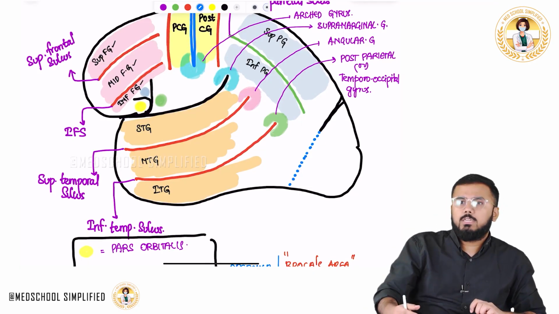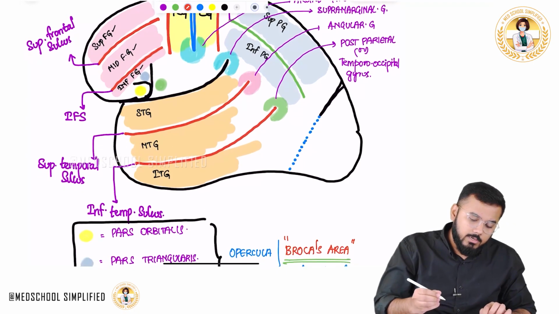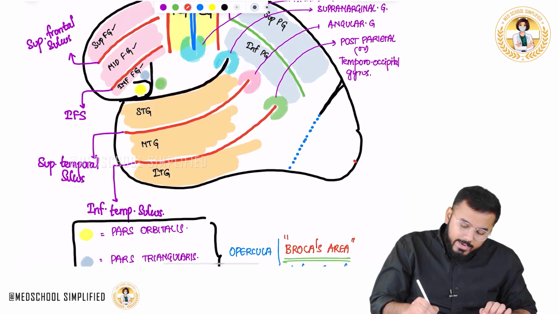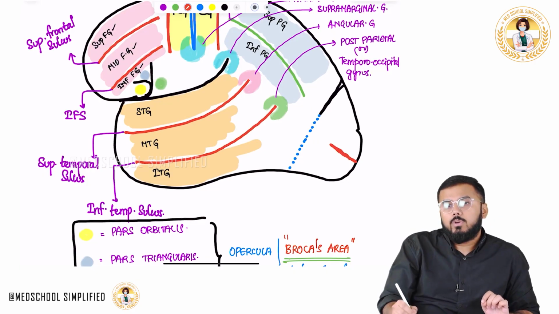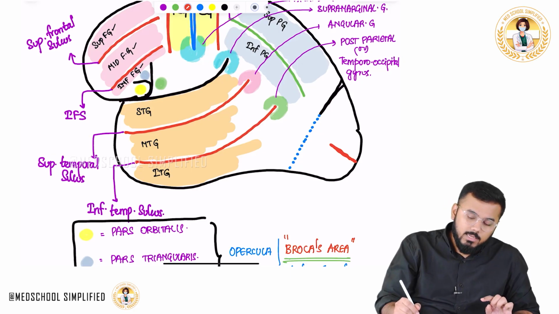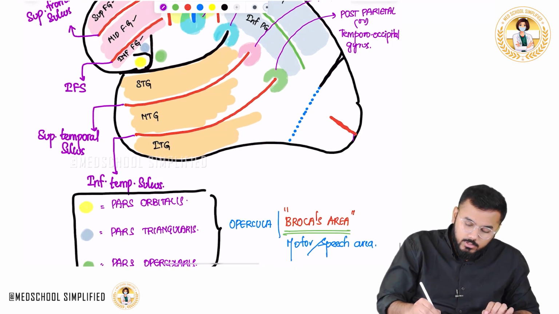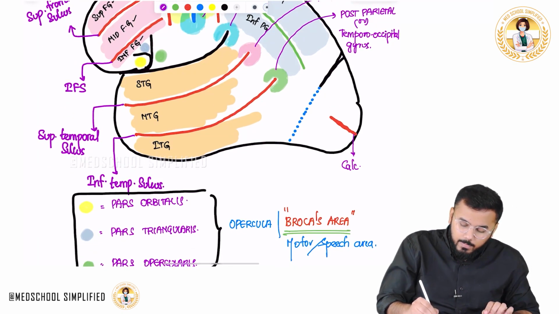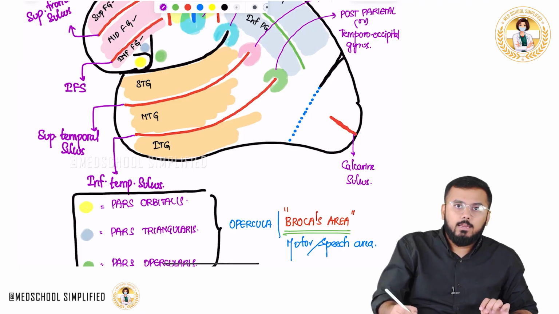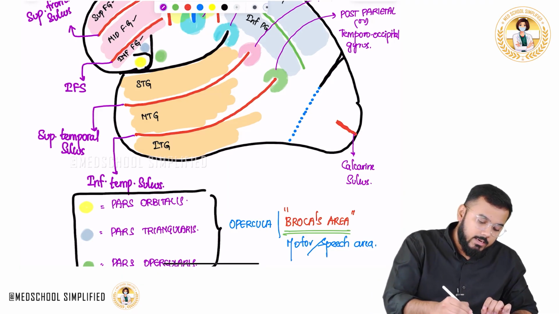Now when we concentrate on the occipital lobe, I am going to draw a line like this. This line over here is called the calcarine sulcus. What is the name of the sulcus? This sulcus is called the calcarine sulcus.